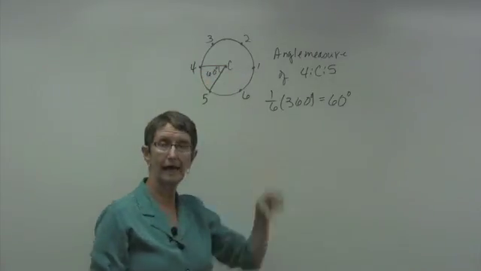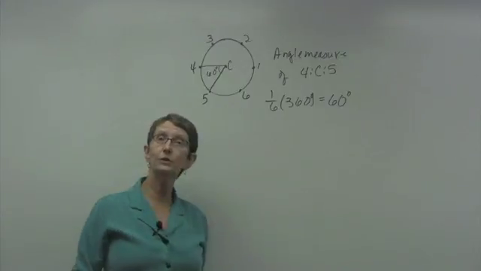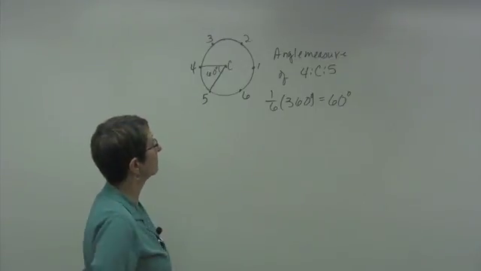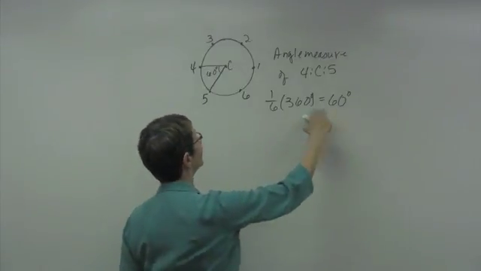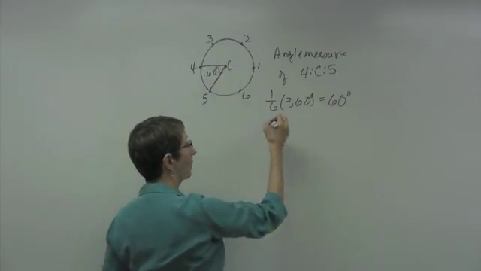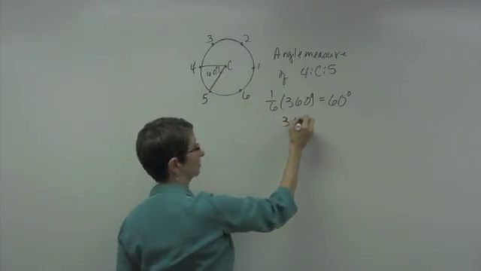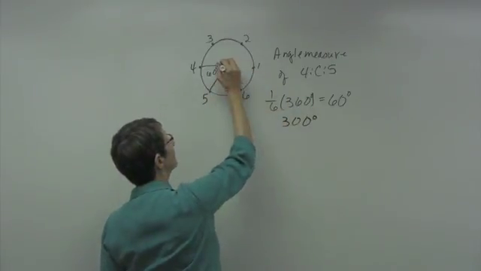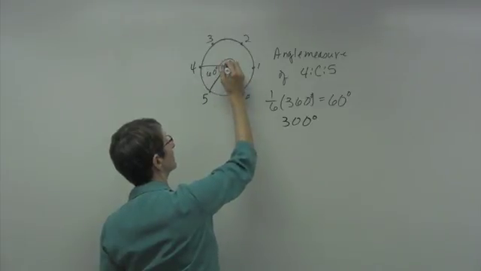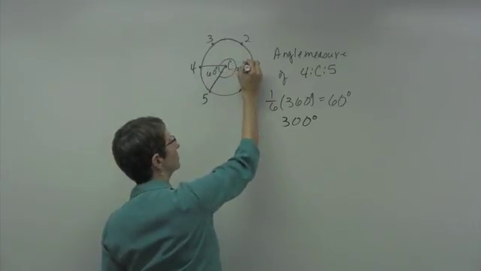What about the outside? Well, there are a couple ways you can think about this. You could say, well, if I take away 60, what's left is 300 degrees. So this arc out here is 300 degrees.